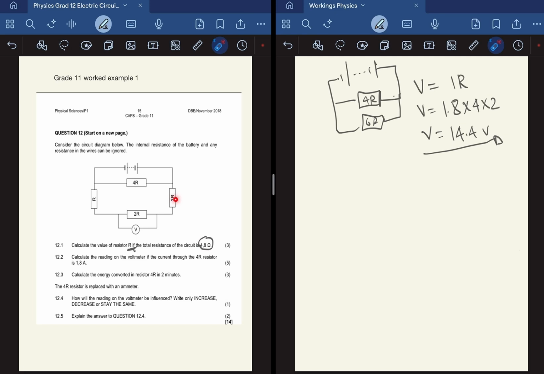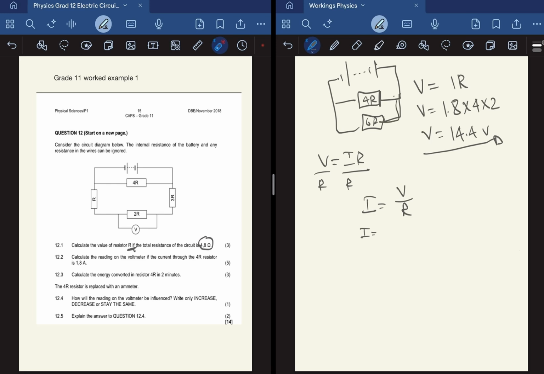That means the current that goes here is the same current that goes here, and is the same current that goes there. Right. And then we are going to calculate the current of this whole thing, because it's going to be the same current. We can use this 6R, because it is connected in parallel. I'm going to say V is equal to IR. You can make I the subject of the formula, and then you're left with I is equal to V over R.